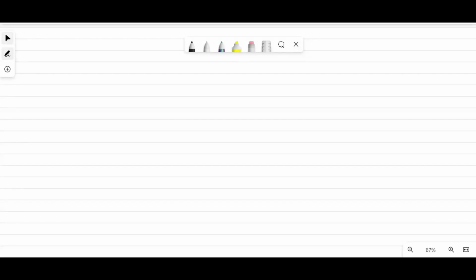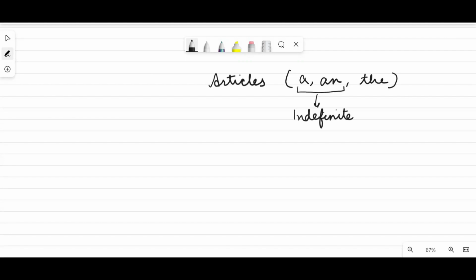Okay, so let's begin with this topic. As I told you, we are doing articles today. And basically, there are three articles that we have: a, an, and the. Now, if we have to differentiate between them, always remember a and an, they are always known as indefinite articles. Okay, what are they known as? They are known as indefinite articles. And as far as the is concerned, it is known as definite article. Okay, so a and an are indefinite articles, and the is definite article.